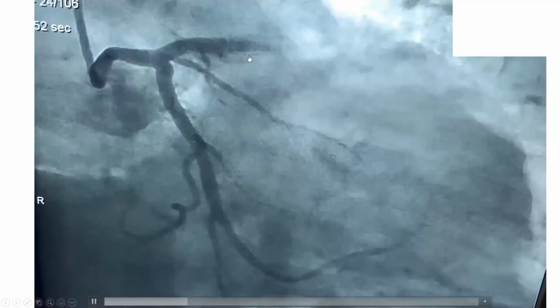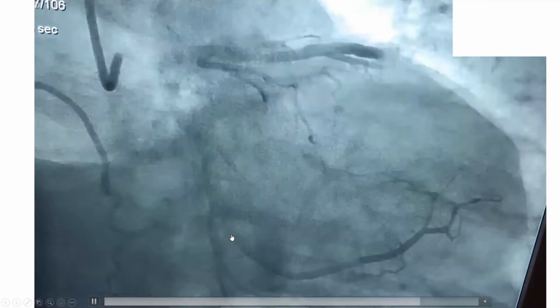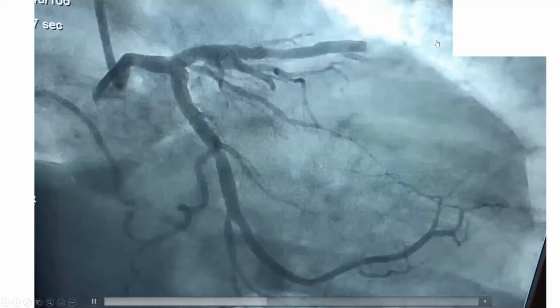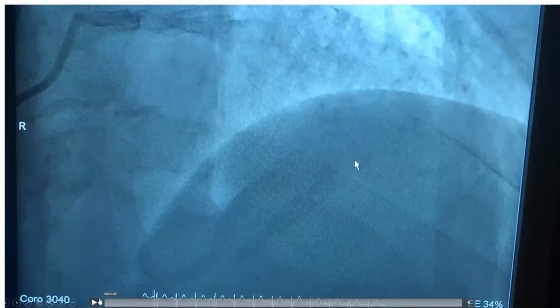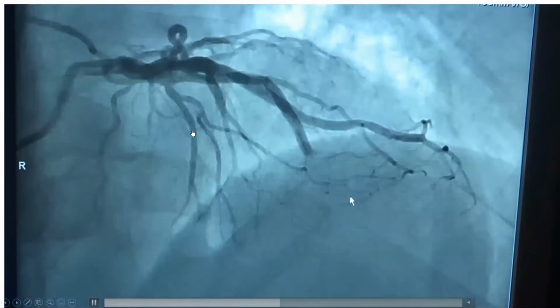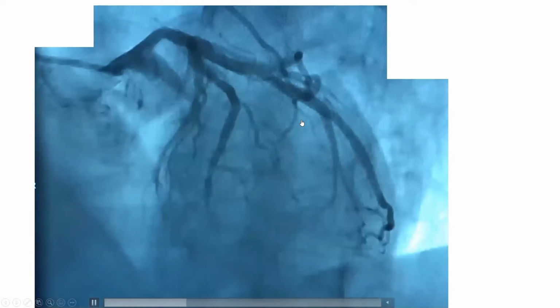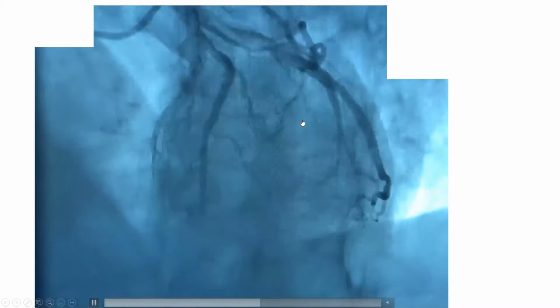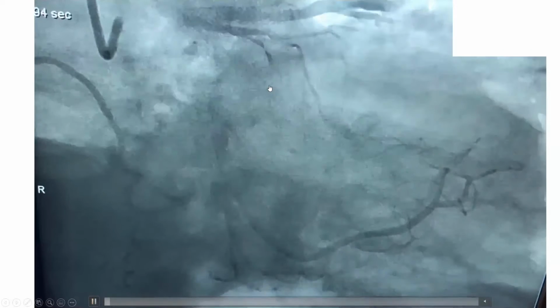This is an AP caudal, and you see he has an old LAD stent. Look at it carefully, and what's the problem here? This is another image. This is a shallow AP cranial. And this is the LAO cranial. So again, what's the diagnosis here?